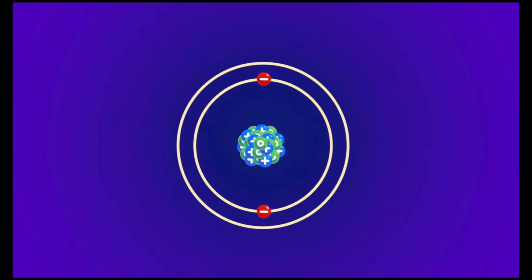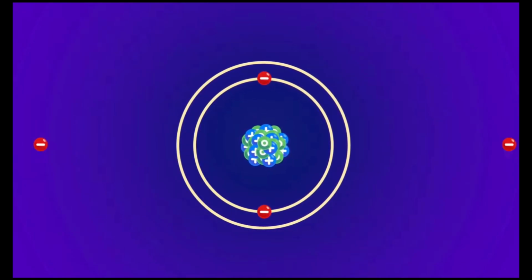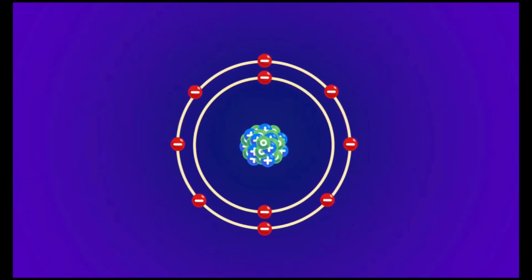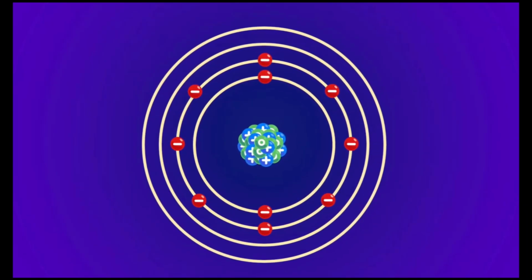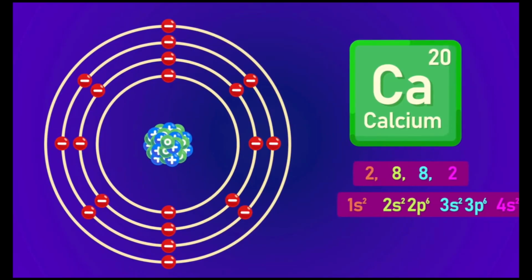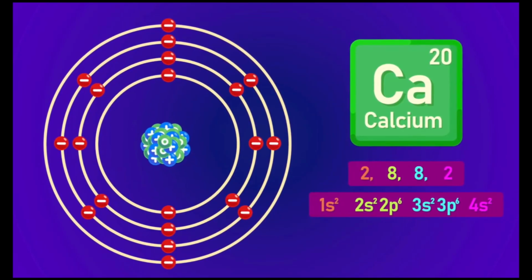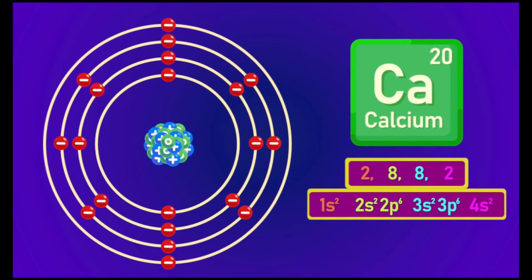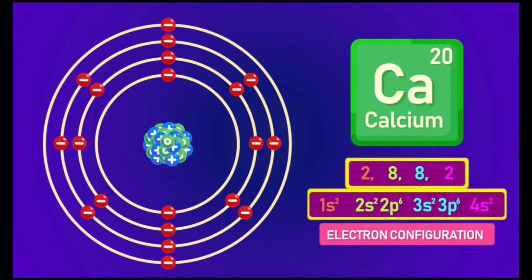At the next energy level, the second shell can bear a maximum of 8 electrons. The third and fourth shells can hold 8 and 2 electrons respectively. The arrangement of electrons in an atom can be represented using a diagram called electron structure or the electron configuration.